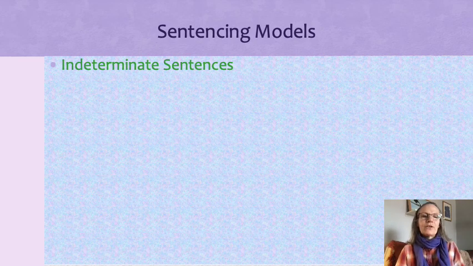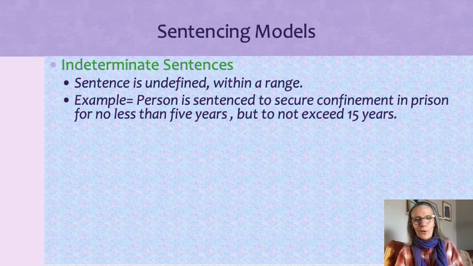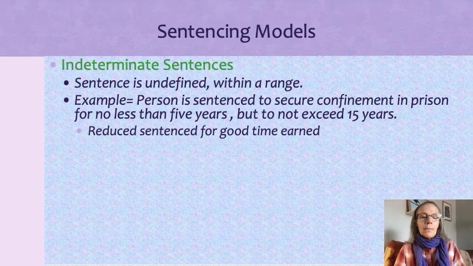Okay, so let's look at the indeterminate sentencing model in a little bit more detail. As I stated on the last slide, the indeterminate sentencing model is a sentence that's undefined but within a particular range. So for example, a person is sentenced to secure confinement in a prison for no less than 5 years, but not to exceed 15 years. So within a range of 5 to 15. And there are certain things that can reduce your time to get you closer to 5 years, okay? Or if you don't do these things, then your sentence is going to be closer to 15 years.